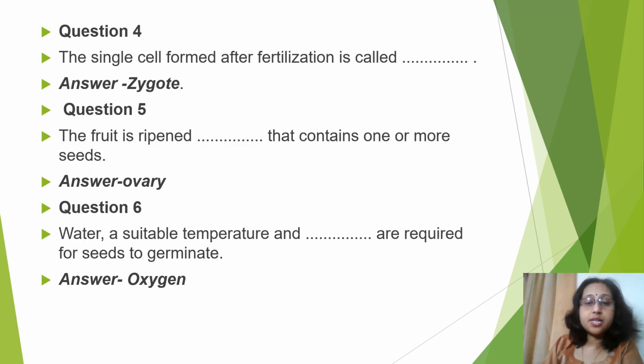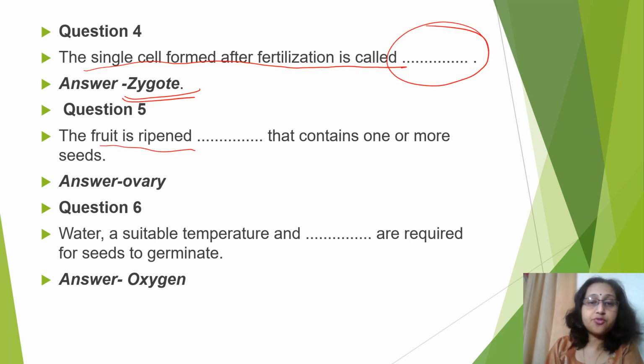Now here comes question number 4. A single cell formed after fertilization is called what? That is zygote. The answer will be zygote. The fruit is ripened dash that contains one or more seeds. The fruit is always the ripened ovary, right? Which contains one or more seeds. Now, what are a suitable temperature and dash required for germination of seeds? The answer will be oxygen.